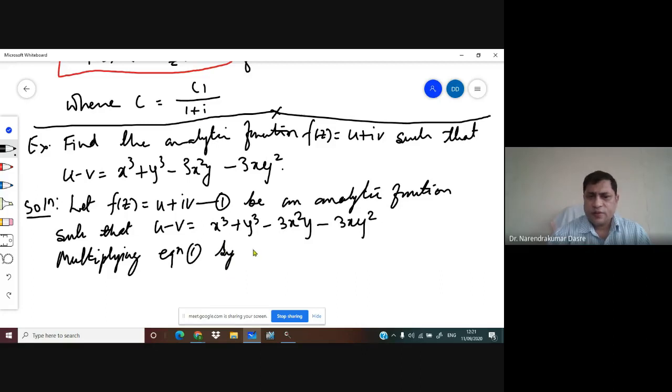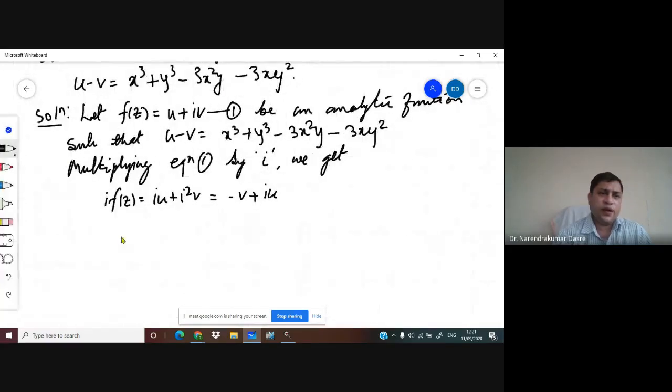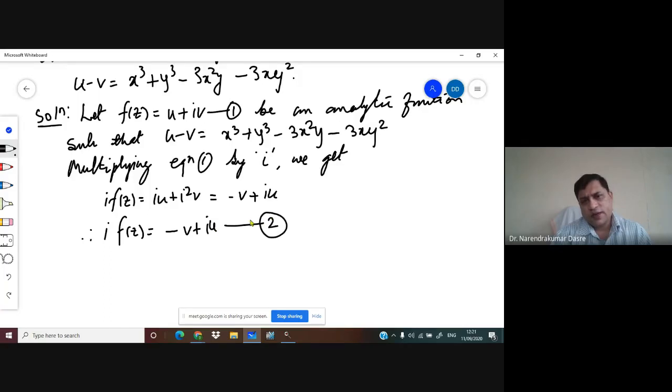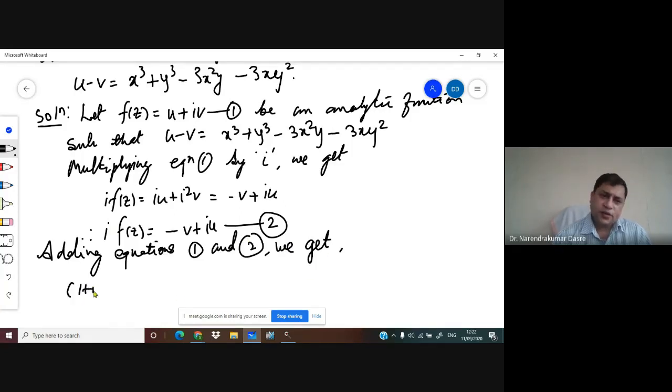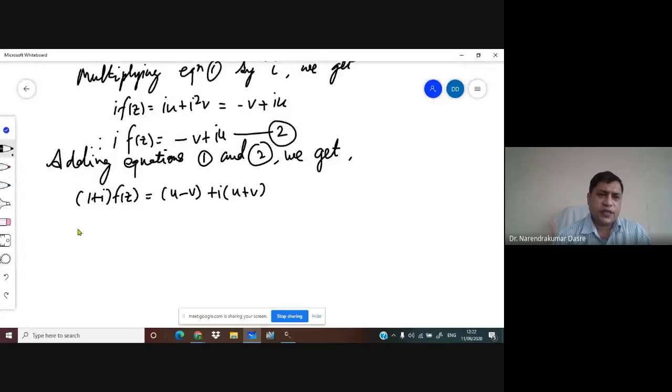Okay. So we'll go for the example. Find the analytic function f of z is equal to u plus iv such that u minus v is equal to x cube plus y cube minus 3x square y minus 3xy square. So we have to find the analytic function such that this u minus v is this term. Okay, so let us consider the solution. So we have let f of z is equal to u plus iv. This will be equation 1.